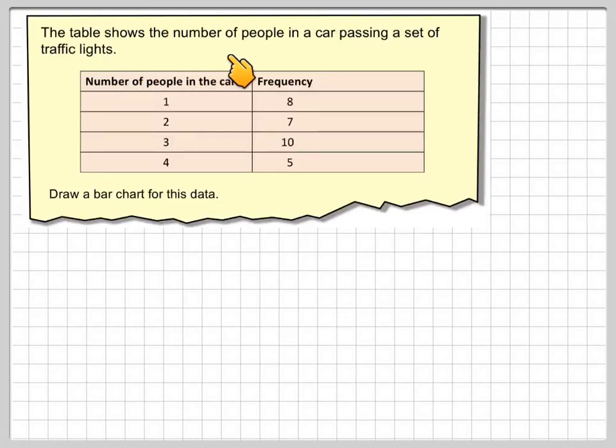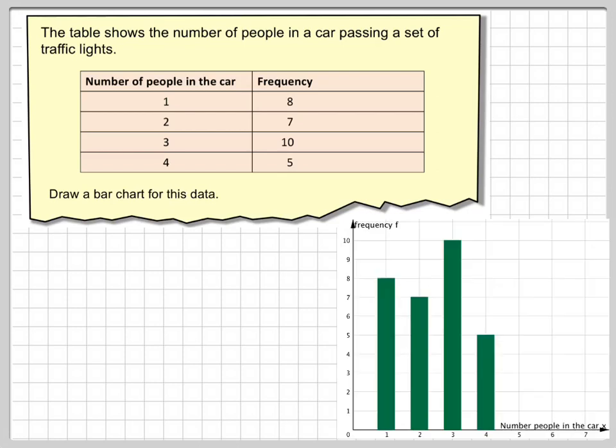The table shows the number of people in a car passing a set of traffic lights. So we've got the number of people in the car as 1, 2, 3, 4, and this represents the frequency. It says draw a bar chart for this data. So that's this. Here is the bar chart.